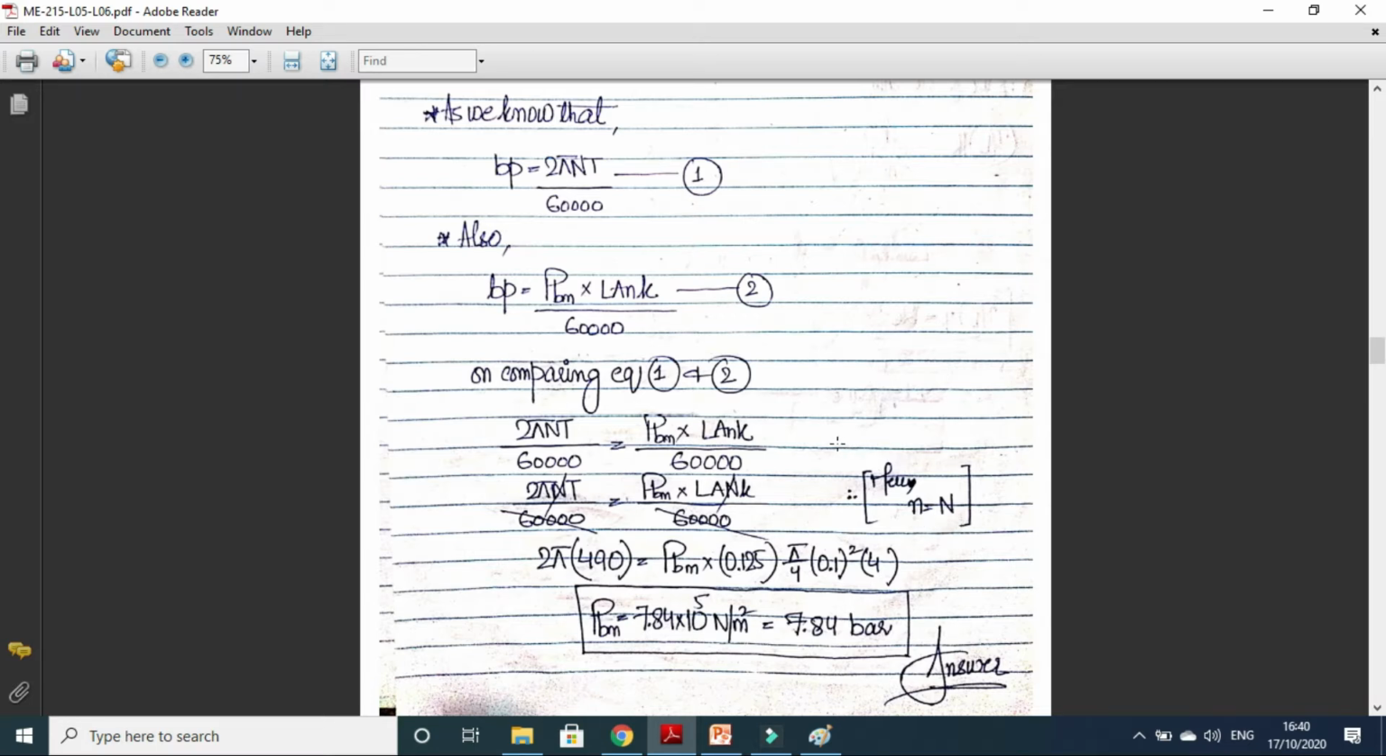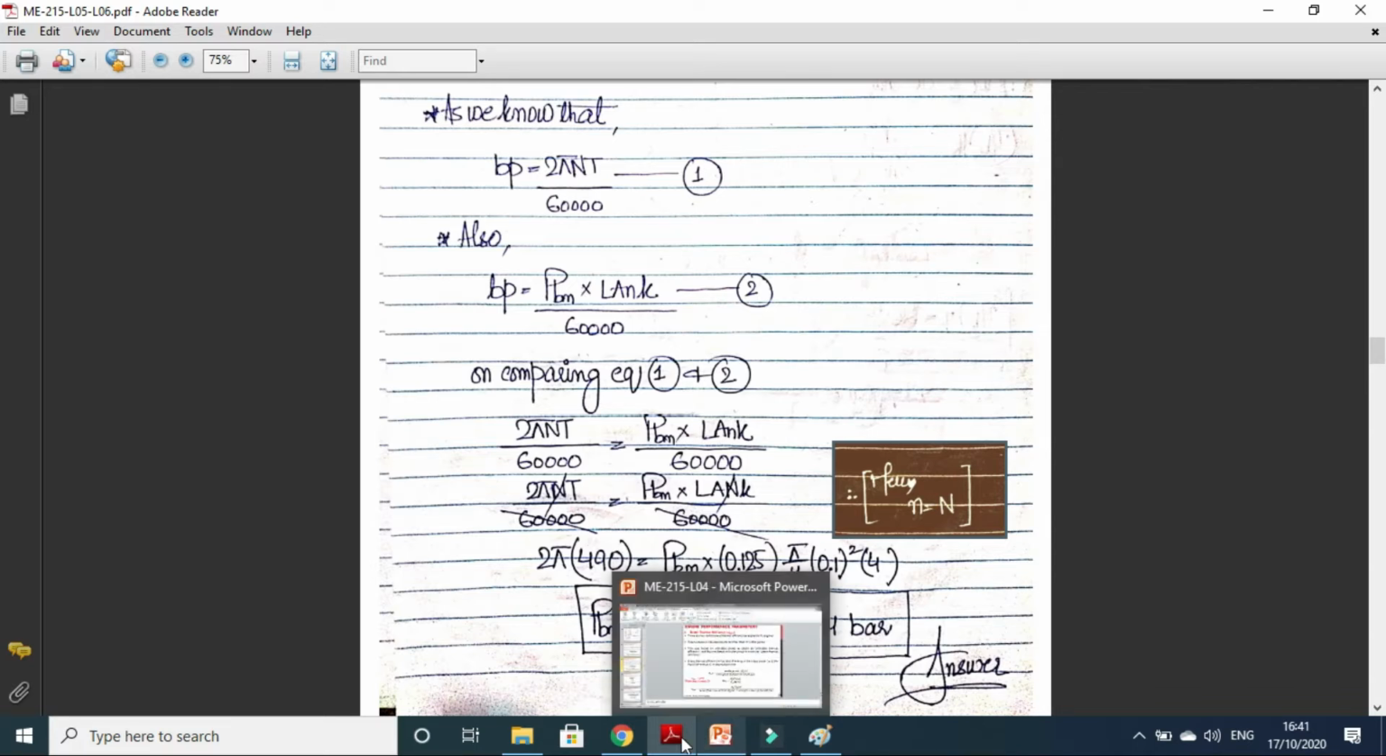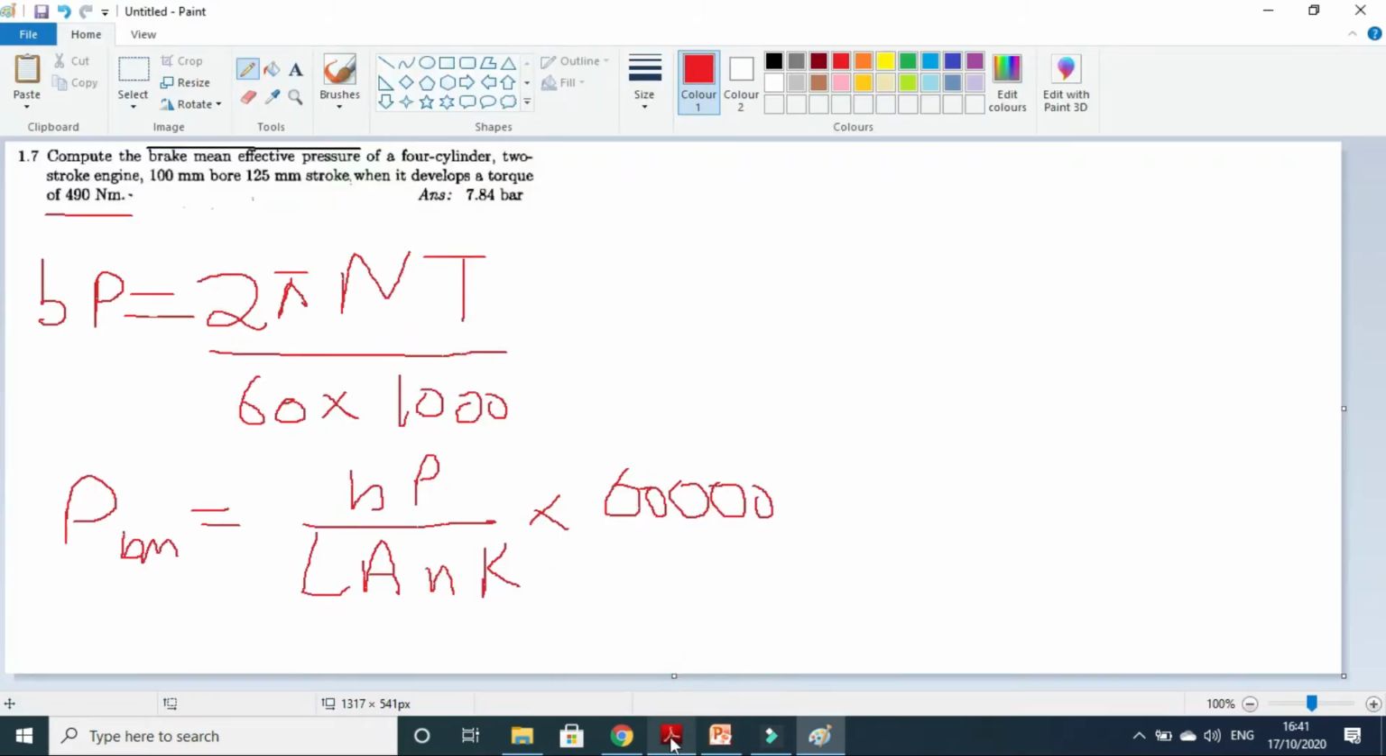And here we have used n is equal to capital N. This is a very important thing. We use n equal to N when we have a two-stroke engine, because in a two-stroke engine the number of power strokes is equal to the rotational speed of the engine, that is the RPM of the crankshaft.